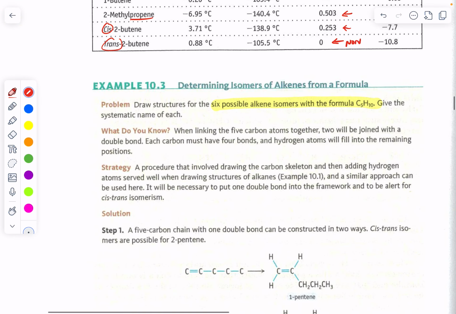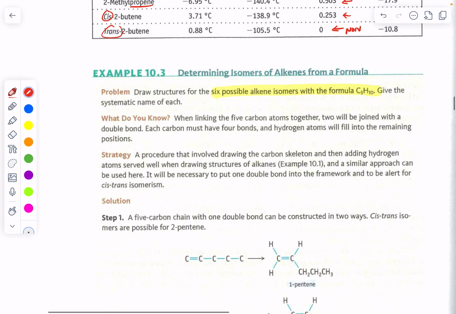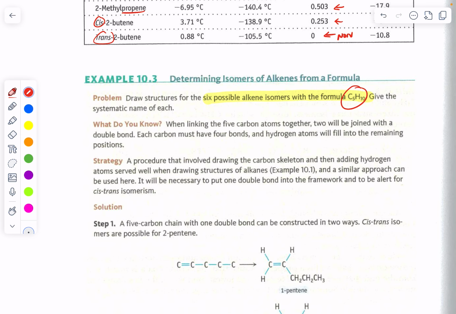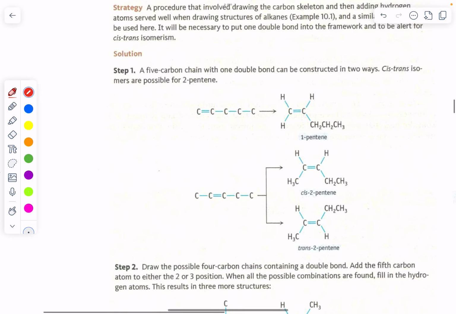So this example 10.3, find the 6 possible alkene isomers of pentene. And so here's number 1. And we begin by putting the double bond close to one end, and whatever the end of the longest chain of carbons, whatever side has the double bond, that end becomes carbon number 1. And so this is carbon number 1, and then we number it from there on.